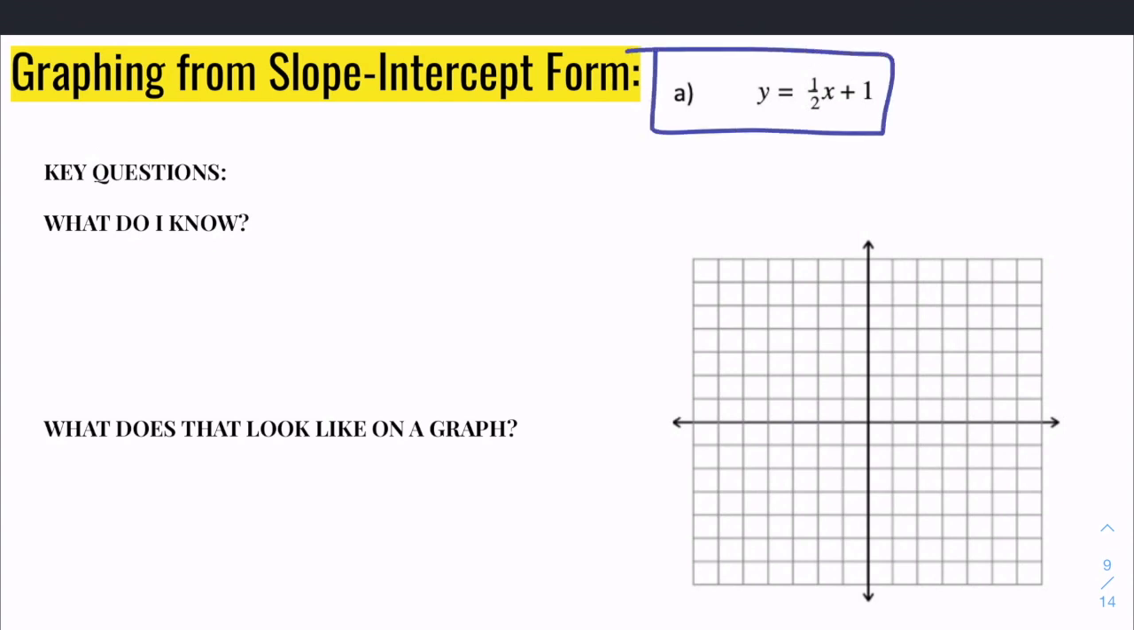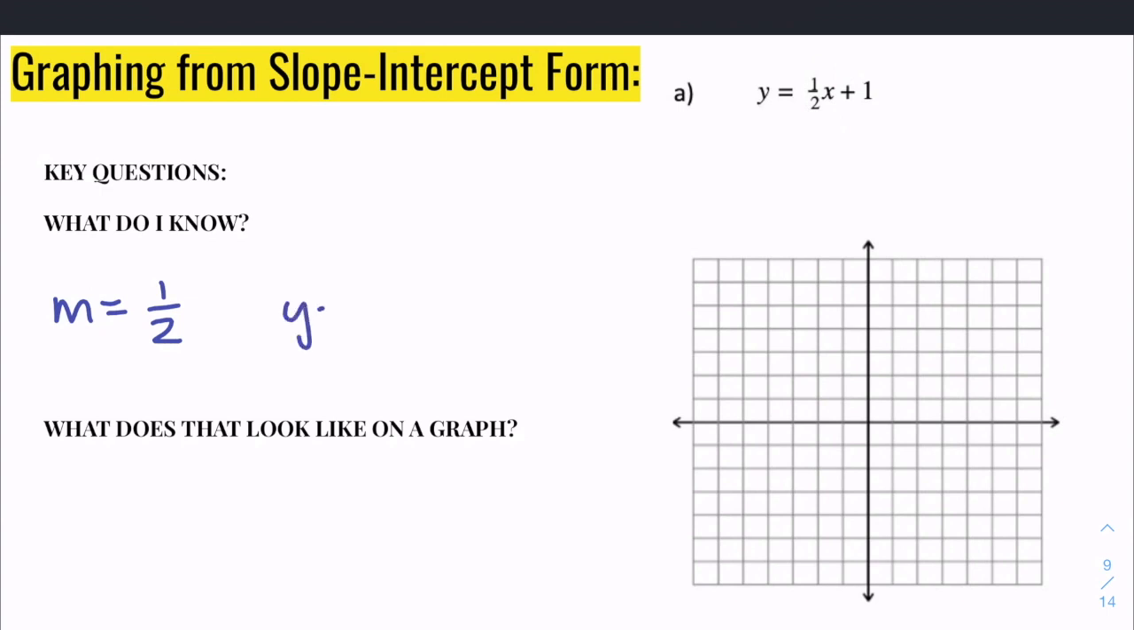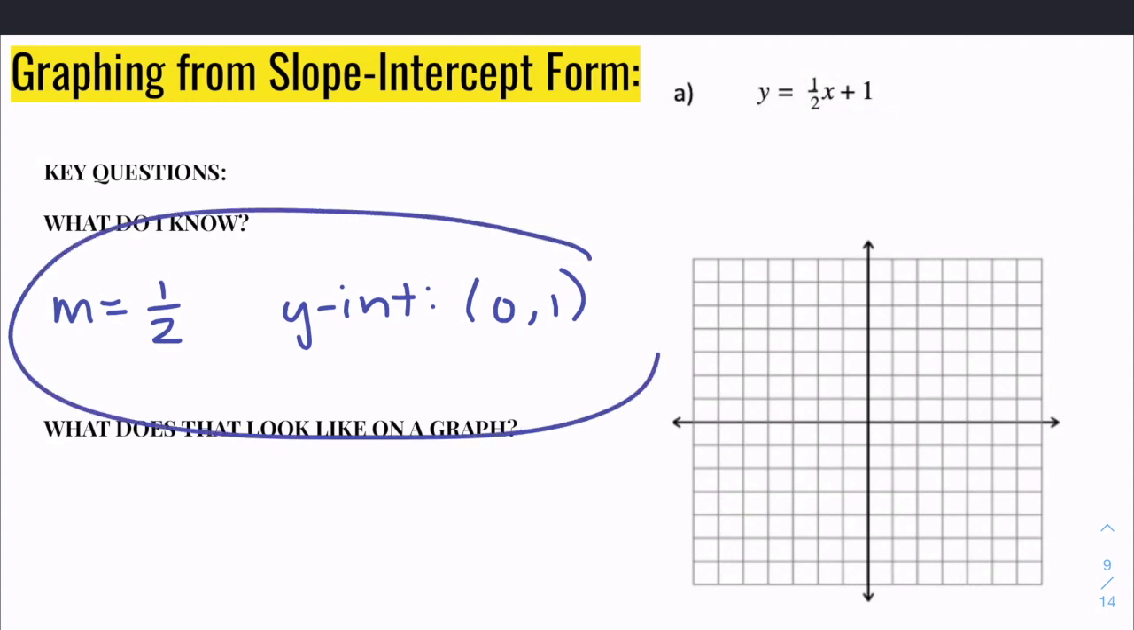If I look at example A, I can identify my slope as positive 1/2, because that's the coefficient on x. I can identify my y-intercept as the ordered pair 0, 1, because it's 0, whatever the constant is added at the end. And then the nice thing is that all I have to do is figure out how to put these on the same line on a graph. Okay, so what does that look like on the graph?